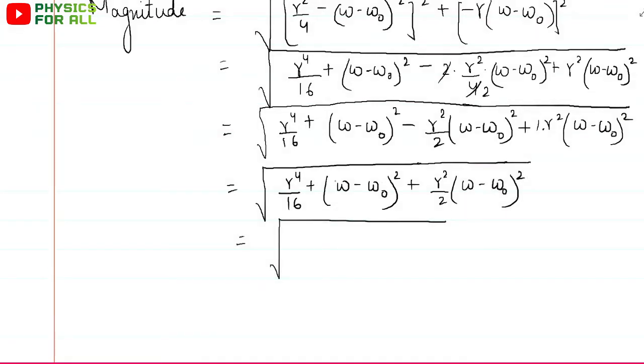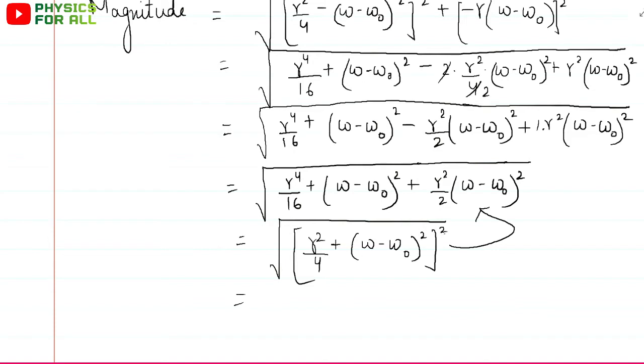Now you can see here that this again forms an expansion for (a plus b) whole square. What is that? This is a square plus b square plus 2ab. So I can combine it again as (a plus b) whole square. Just check this: (gamma square by 4 plus (omega minus omega naught) whole square) whole square. If we open this term, we will again get this expression. This is whole square and then we have a square root. So if we bring this outside the square root, we are left with gamma square by 4 plus (omega minus omega naught) square. And this is the actual magnitude.